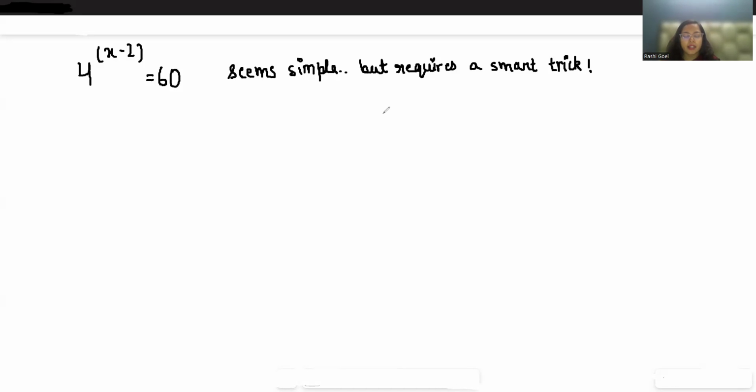This equation hides a powerful concept. Exponents meet logarithms. So let's solve it together.